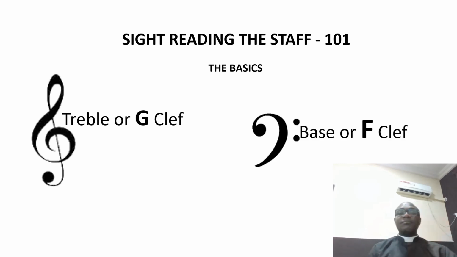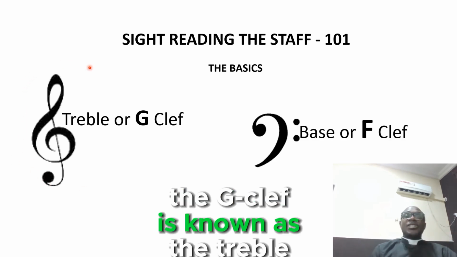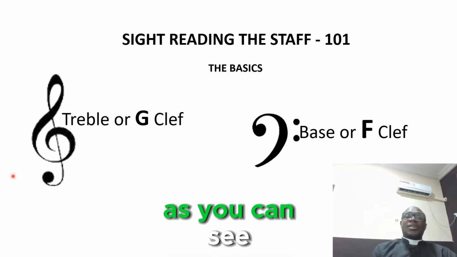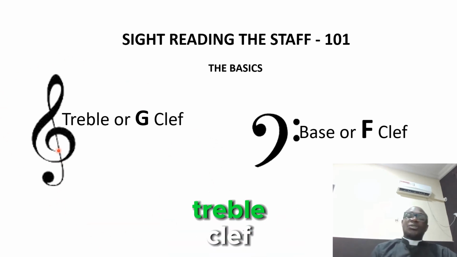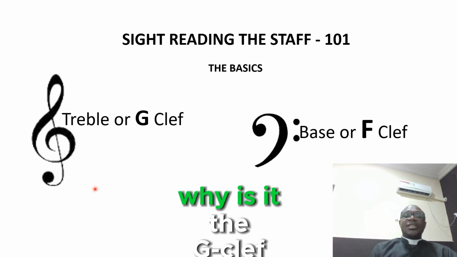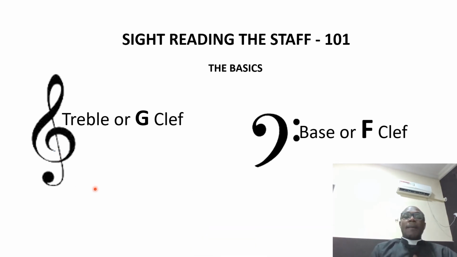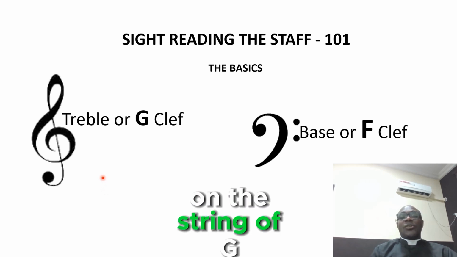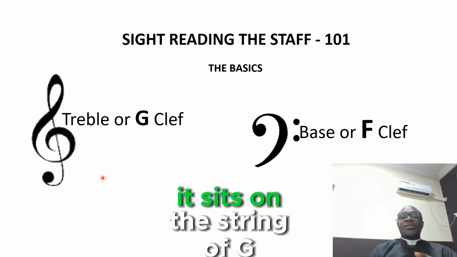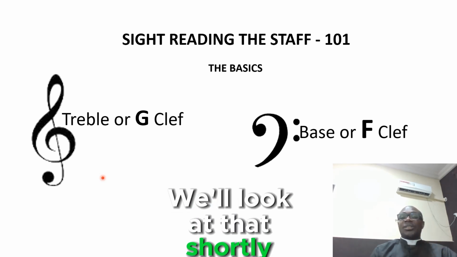Okay, the G-clef is known as the treble clef, as you can see. So you either call it the G-clef or the treble clef. Why is it the G-clef? Because this clef sits on the G string, on the string of G. We'll look at that shortly.